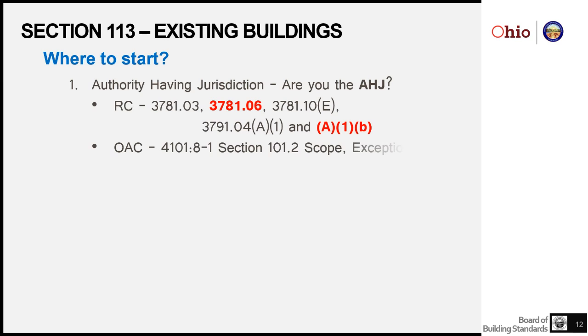We go back to the Revised Code, which gives the board the authority to write rules. The administrative code for the residential code is 4101:8, chapter 1, and then in section 101.2, that's the scope. So the Residential Code of Ohio is going to talk about the scope, and part of the scope is a series of exceptions. And there will be a list of exceptions to 101.2.